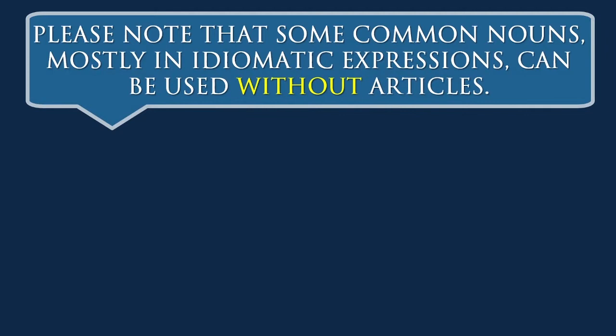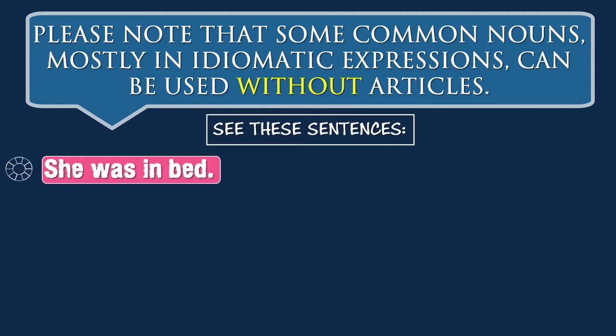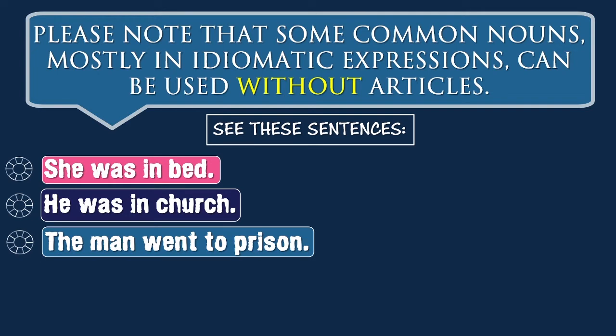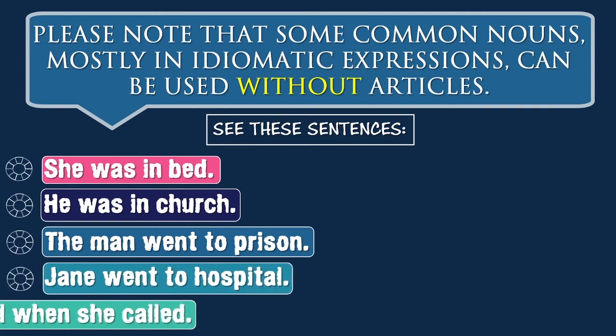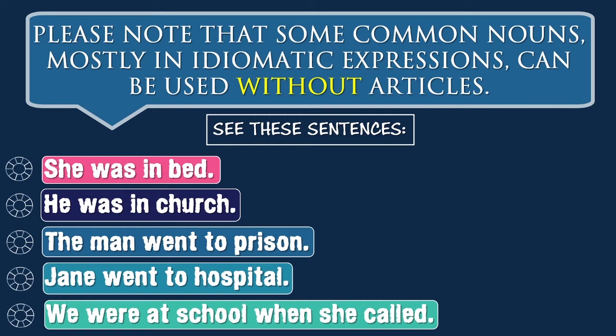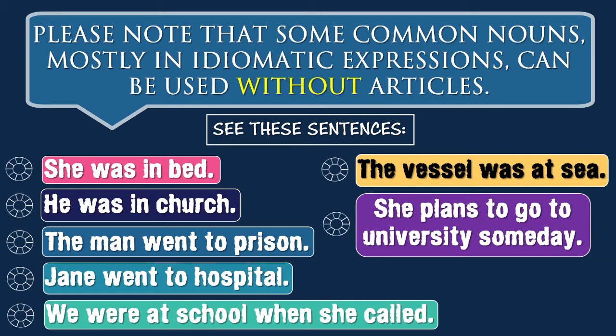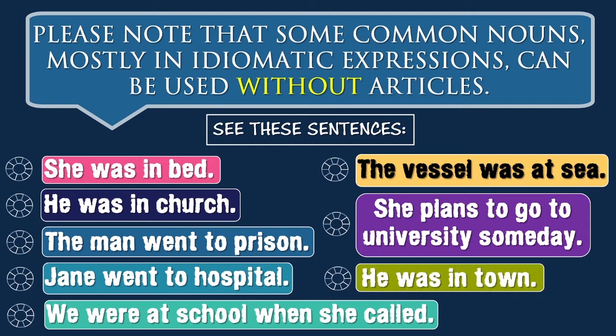Now, you have to note that some common nouns, mostly in idiomatic expressions, can be used without articles. Let's see the following sentences. She was in bed. He was in church. The man went to prison. Jane went to hospital. We were at school when she called. The vessel was at sea. She plans to go to university someday. He was in town. Now, when you look at all of these, the common nouns in these expressions are being used without articles.